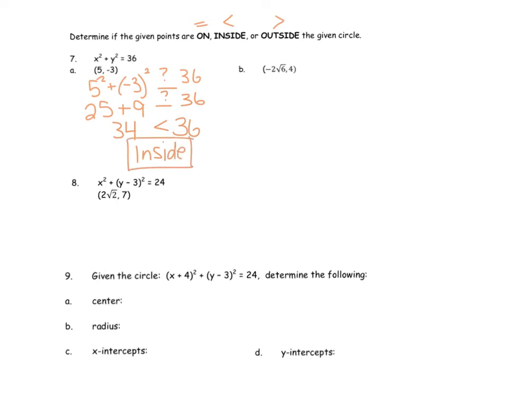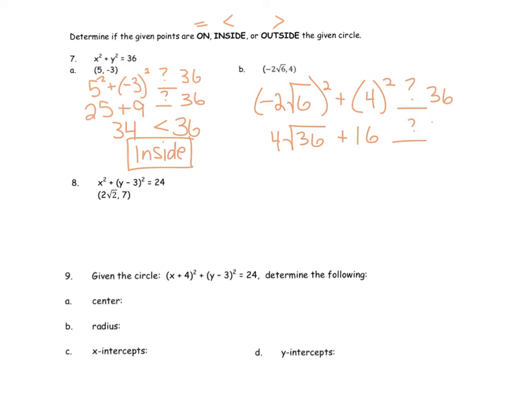Okay, part B. I am going to take -2 root 6 squared plus 4 squared and see what relationship it has with 36. -2 times the square root of 6, squared, is going to be -2 times -2, 4, times square root of 6 times square root of 6, which is 36, plus 16 is what compared to 36. 4 times 6, 24, plus 16 is what compared to 36.